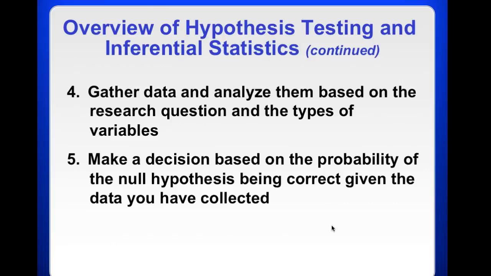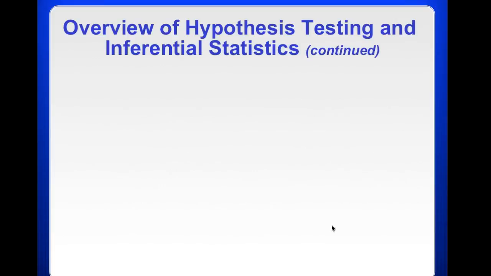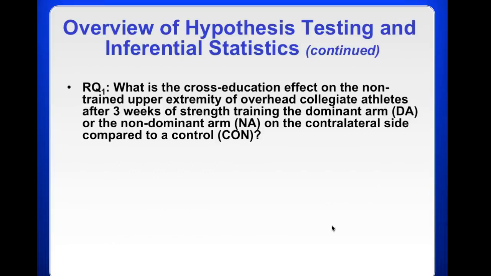So as you go through this slideshow on your own, you're going to see that there's several examples, but I wanted to give you an example from real life. So this is the study that I'm going to be conducting in the next few months. My research question, or actually just one of them, is what is the cross-education effect on the non-trained upper extremity of overhead collegiate athletes after 3 weeks of strength training the dominant arm or the non-dominant arm on the contralateral side compared to control?